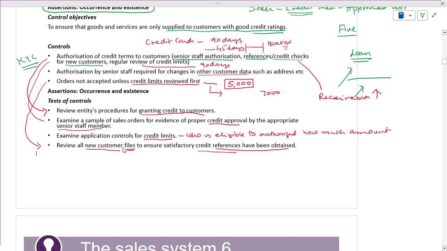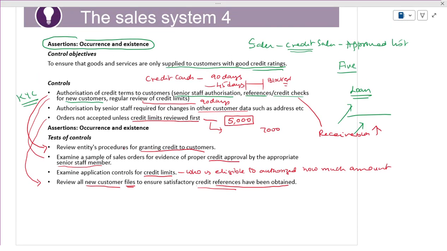Are you clear about this? When we are talking in terms, what is that? To ensure that the goods and services are supplied to.